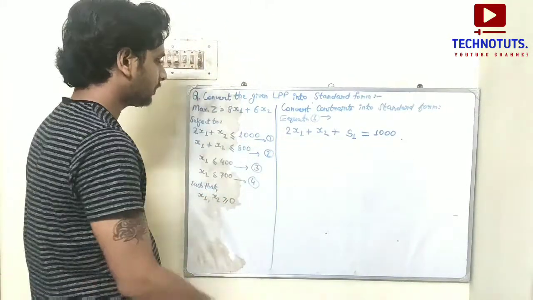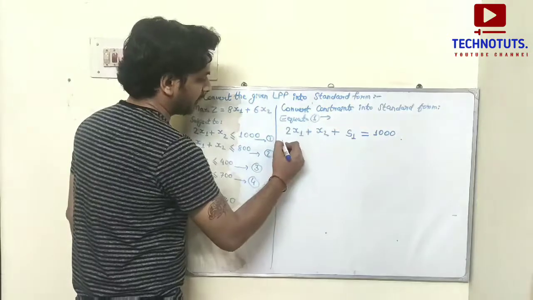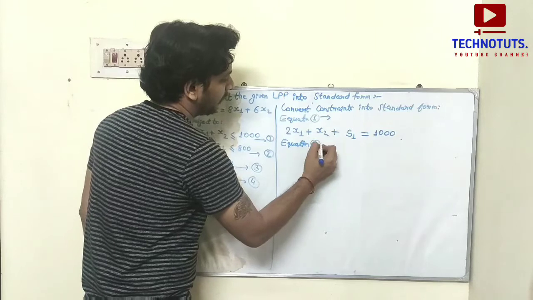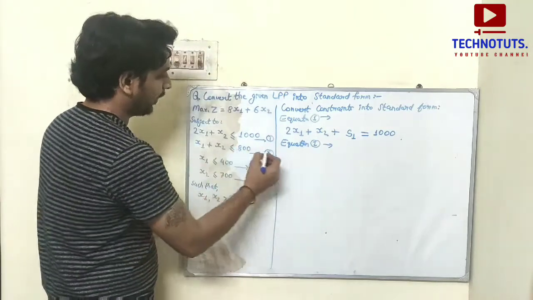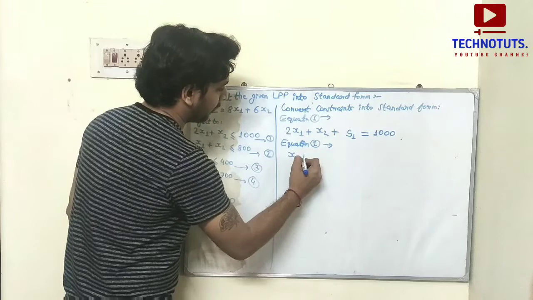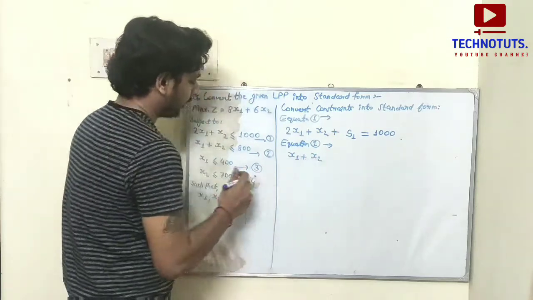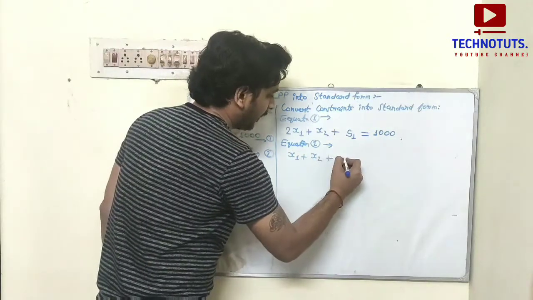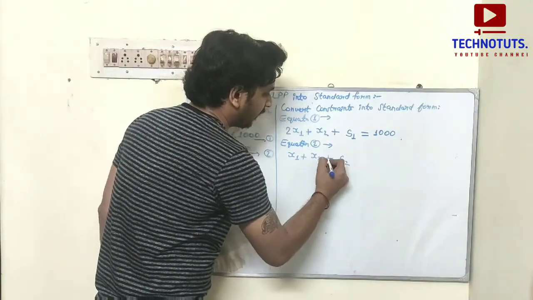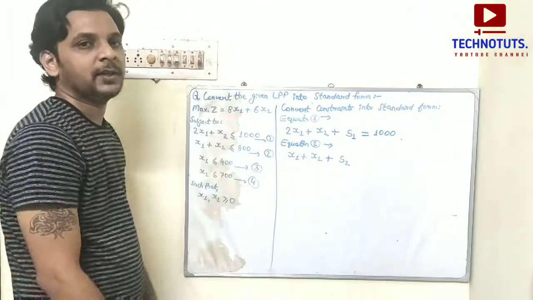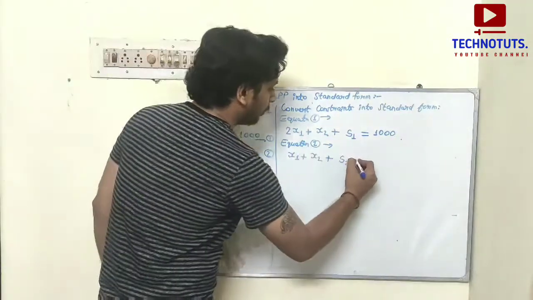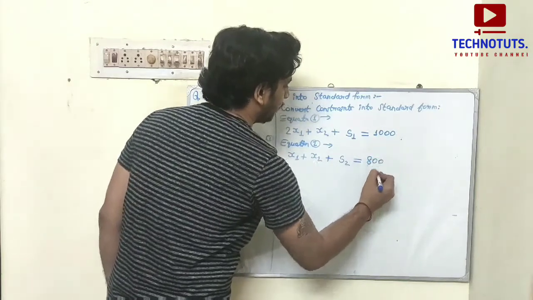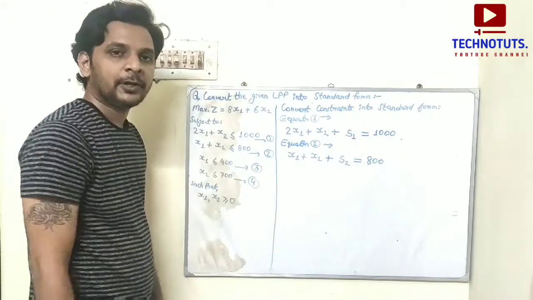Okay, friends, in a similar way we will convert all these equations. Let us convert equation number 2 into its standard form. What is equation 2? x1 plus x2. Here the less than or equal to sign appears, which means you have to add a slack variable. Here we are adding a slack variable for the second time, so we will use suffix s2, with its coefficient as unity, which is equal to 800. Equation 2 is also converted into standard form.